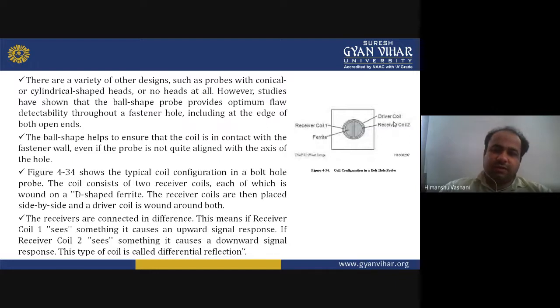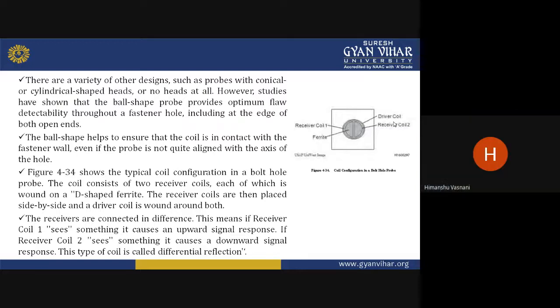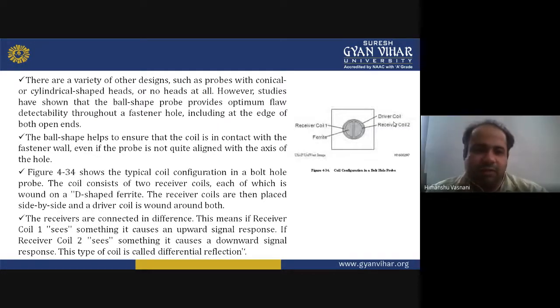Now you can see the typical coil configuration in a bolt hole probe. The coil consists of two receiver coils, each of which is wound on a D-shaped ferrite, and the receiver coils are then placed side by side and a driver coil is wound around both. You can see in the diagram that the driver coil is there, receiver coil 2 is there, and you have receiver coil 1 with its ferrite. In this way they give you this configuration of the bolt hole probe.